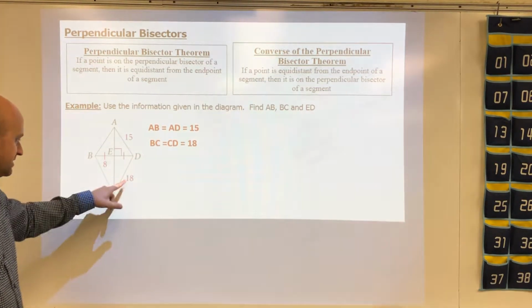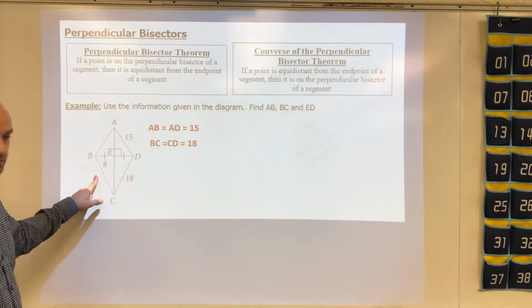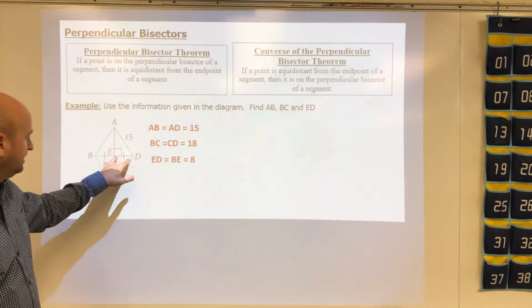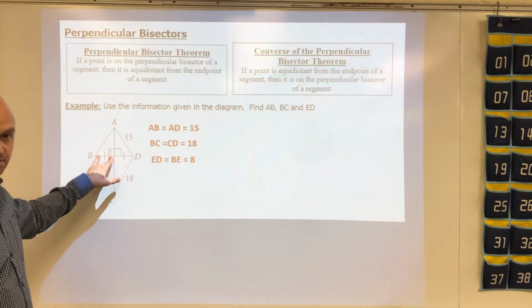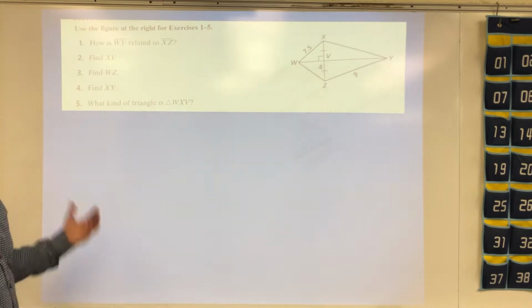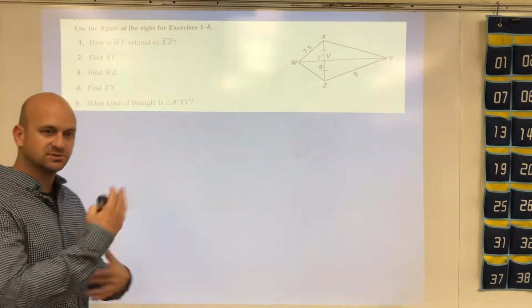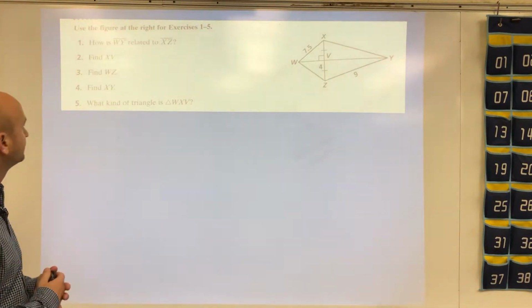Now, BC is going to be the same as CD. So if this is 18, this will also be 18. And then ED is going to be the same as BE. So if this is 8, this has to be 8 as well. All right, here's some more examples just to kind of reinforce this concept. The problems aren't really hard, so I'm hoping that you see the pattern of these types of examples.